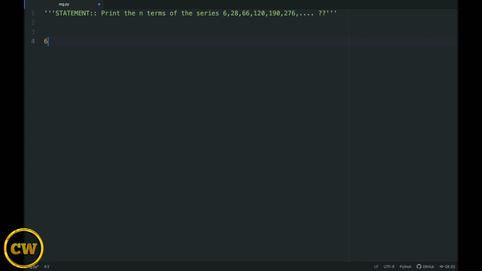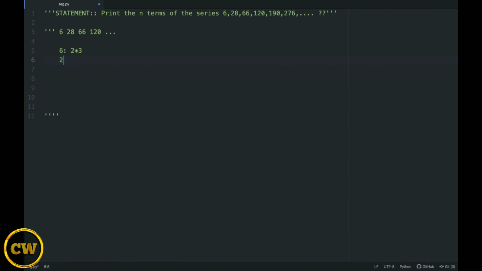So it is given that 6, 28, 66, 120 and so on. So this is the series, and what we need to do is find a pattern on how to print this series. So 6 can be written as 2 into 3, right?